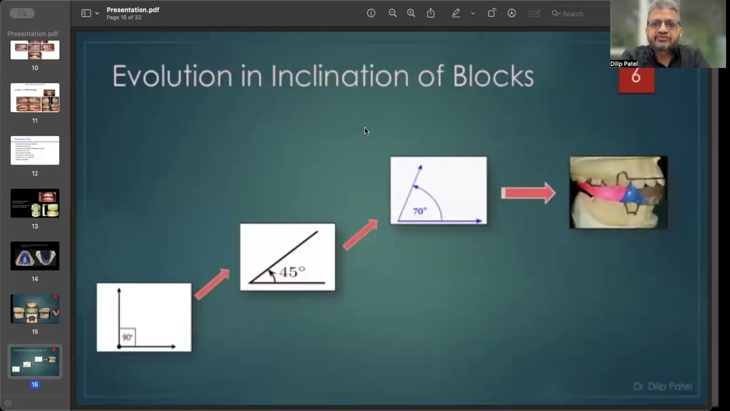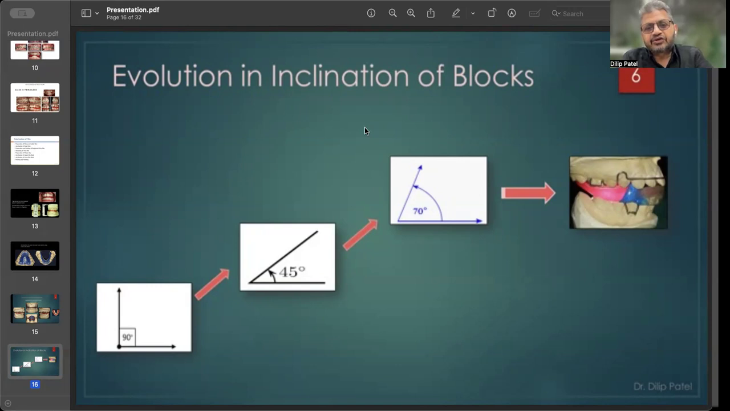Evolution in the inclination of the bite blocks. The inclination of the inclined plane evolved from 90 degrees to 70 degrees. The first twin block, by Dr. Clark, was designed with a 90 degree angulation. That was very difficult and not comfortable for the patient in opening and closing of the lower jaw.